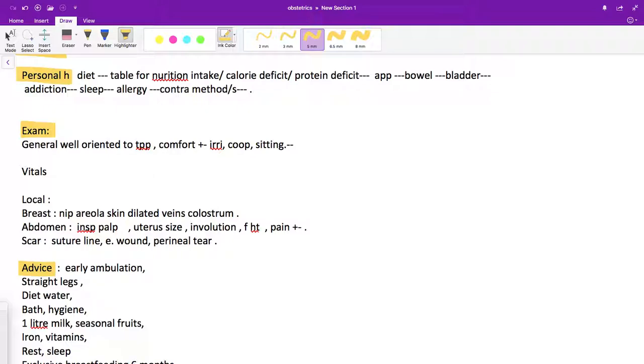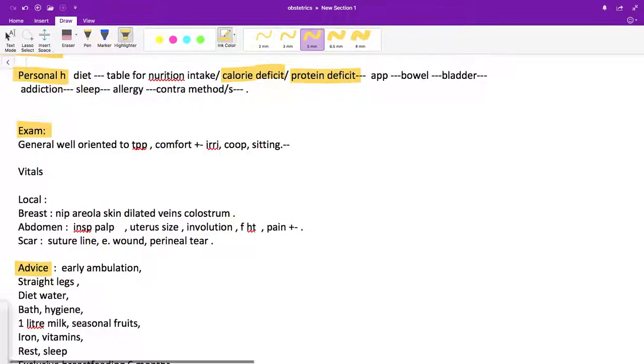Then you have to know the requirement of a female. For example, you have to know if she is a sedentary worker, moderate worker or heavy worker, and also the fact that during pregnancy the nutritional requirement increases by 350 kilocalories per day, and during lactation it increases by up to 600 kilocalories per day. Then calculate the calorie deficit as well as the protein deficit, and advise the mother what modifications in the frequency or the quality of diet she should make to correct that deficit.